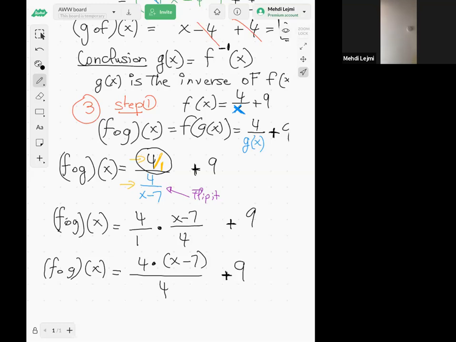And then here we have 4 in the top, 4 in the bottom, so they cancel out. So this 4 here goes away. Again, I can cancel out the 4 because I have a multiplication, right? So you need a multiplication in the top and in the bottom to cancel out. So the 4s cancel out, and then it's just x minus 7 now.